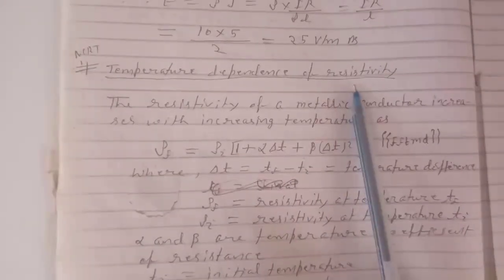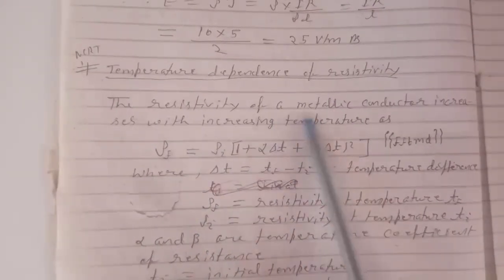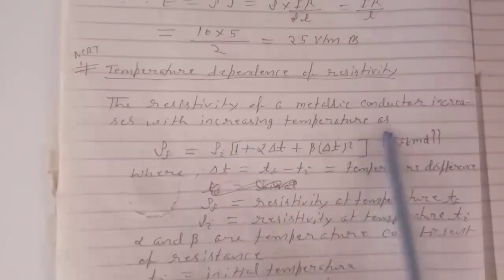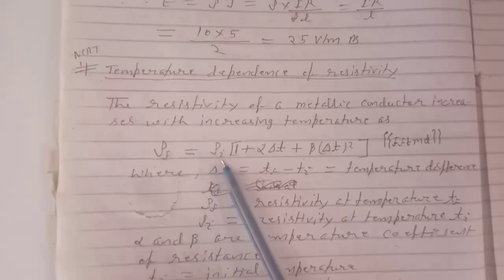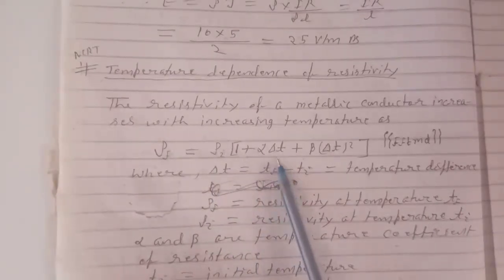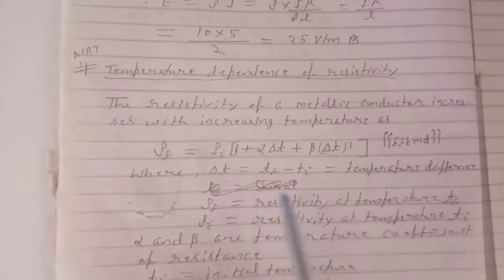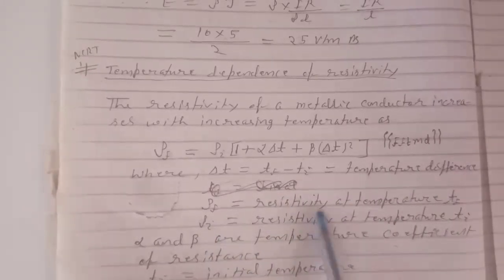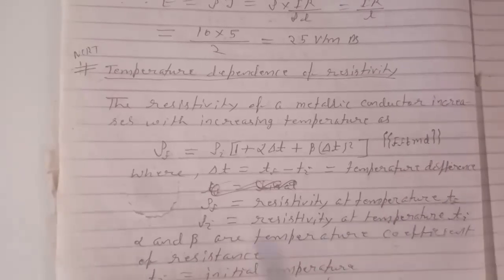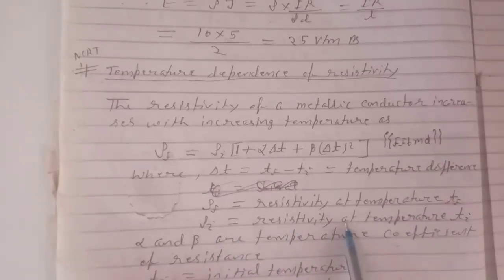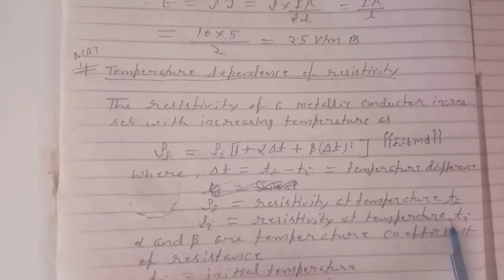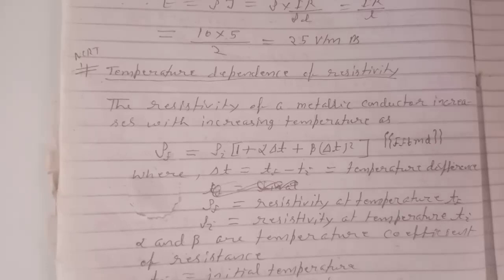Temperature dependence of resistivity. The resistivity of a metallic conductor increases with increasing temperature, as rho f equal to rho i into the bracket 1 plus alpha into delta T plus beta into delta T square, where delta T is Tf minus Ti, the temperature difference, final temperature minus initial temperature. Rho f is the resistivity at temperature Tf, and rho i is the resistivity at temperature Ti. Alpha and beta are temperature coefficients of resistance. Ti is the initial temperature, Tf the final temperature.